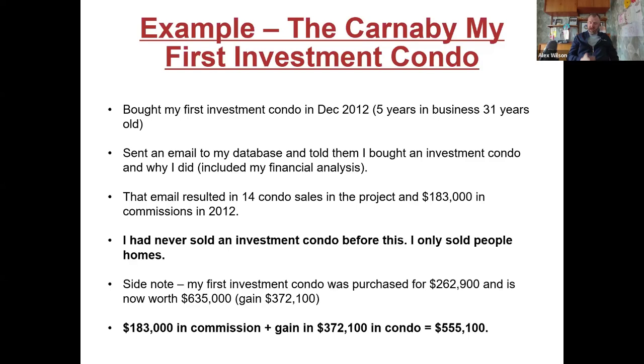So by sharing why I was investing in something, I also helped another 14 people get a similar gain of $372,000 over, let's see, I invested in 2012, over a 12-year period. So I showed them why I'm investing. You guys should invest too. So I just helped 14 people make $372,000 each.